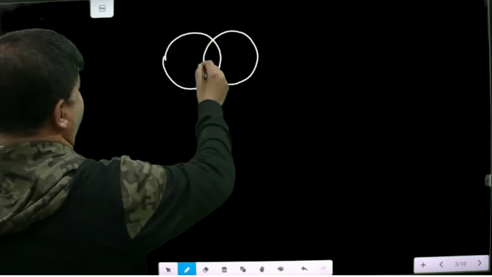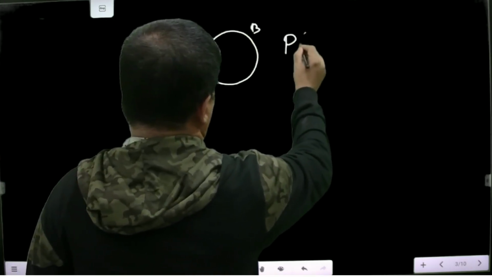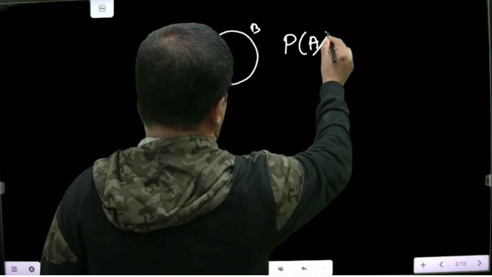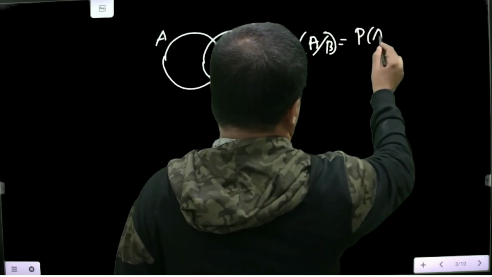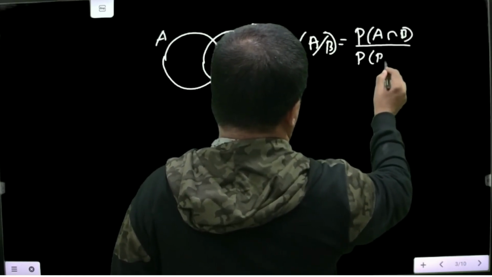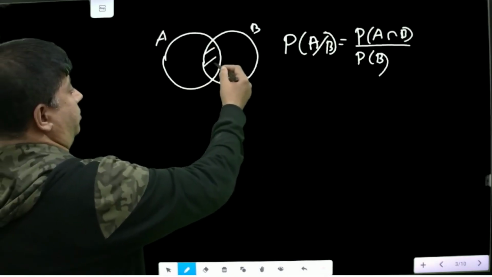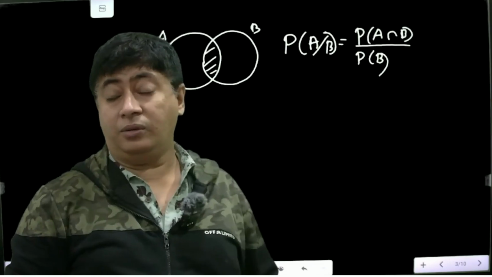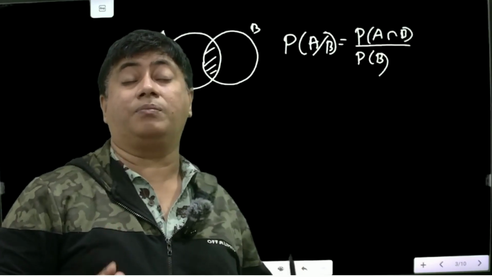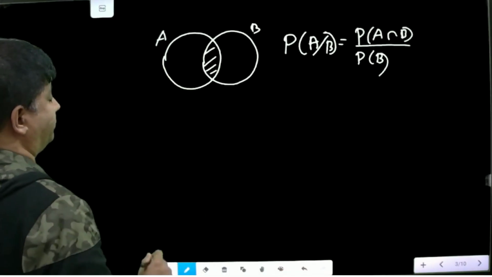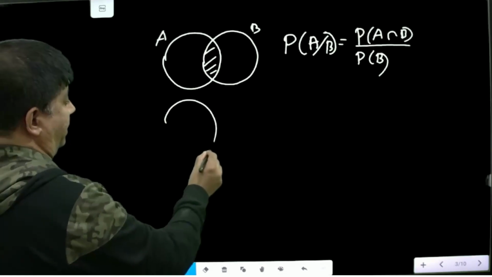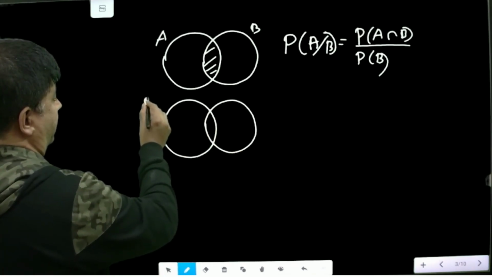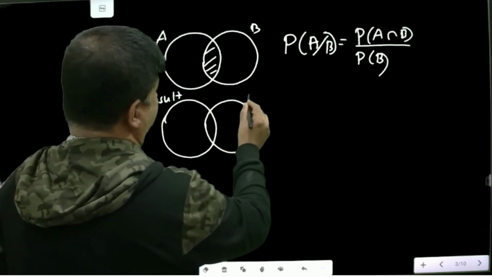Now, see, two sets are overlapping partially. This is A and this is B. We have just got A stroke B equal to the probability of A intersection B by P(B). So that was the favorable event and this is the total event. Now sometimes an exception can take place. What exception? Suppose I take the example of two sets partially overlapping, result and exam.